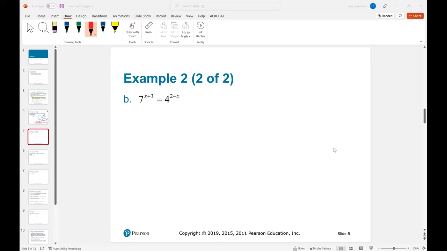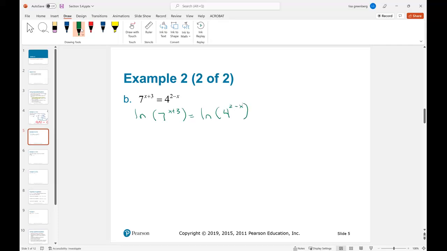Now we don't have a common base and we can't make a common base, because 7 is 7 times 1 and 4 is 2 times 2, and so that's not going to help me. Once I notice that, what I really need to do is take the log of both sides. Again, it is your choice. I'm going to use natural log. It doesn't matter which log you use. So I start with taking the log of both sides, and I'm taking the natural log, obviously.